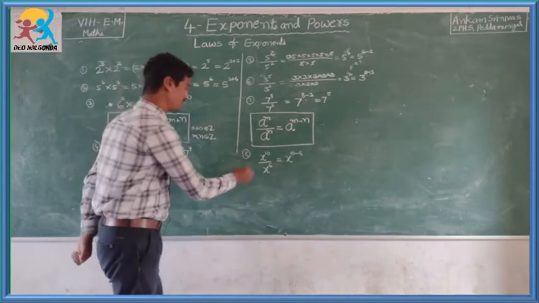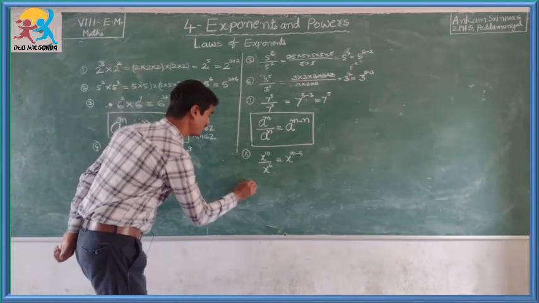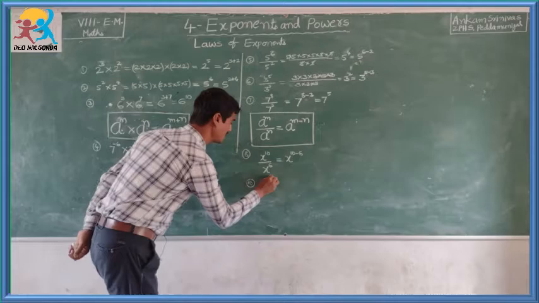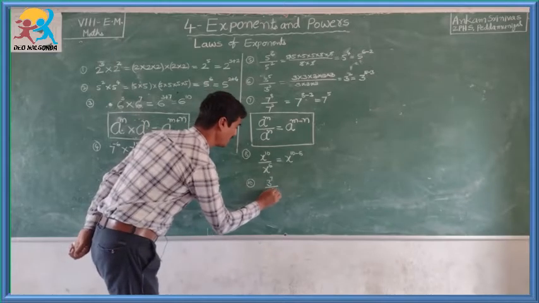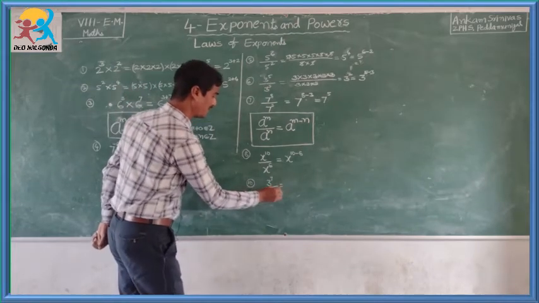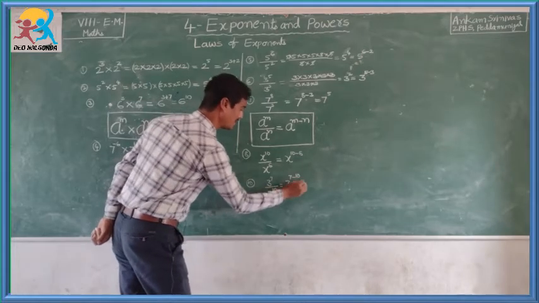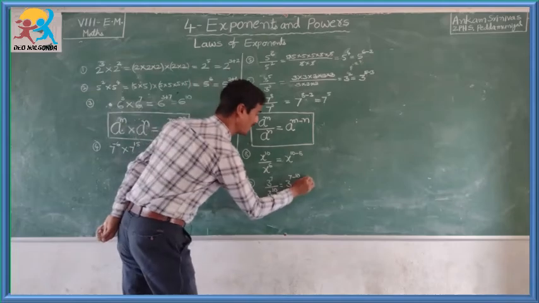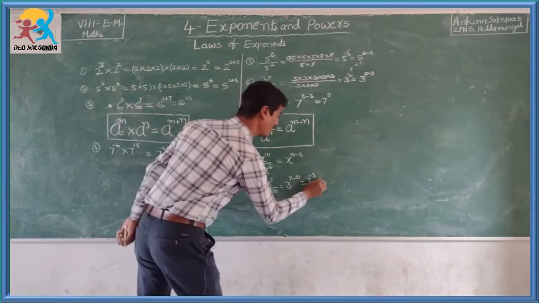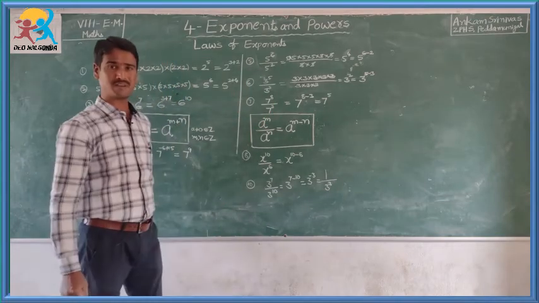So suppose if I take another example, 10th question, 3 power 7 by 3 power 10. If I take 3 power 7 by 3 power 10, we will get here 3 power 7 minus 10. That means 3 power minus 3. We know that 3 power minus 3 value is 1 by 3 power 3.